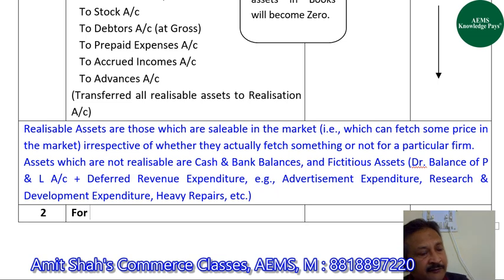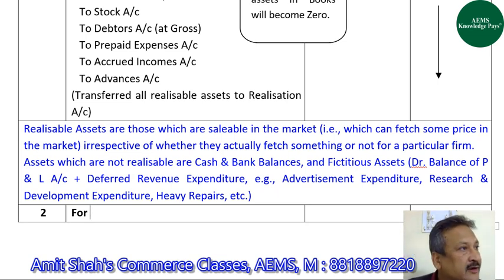Now, guys, after the first step, we transfer all our external liabilities also to realization account. What? All external liabilities, including those provisions and reserves which have been made against any asset.